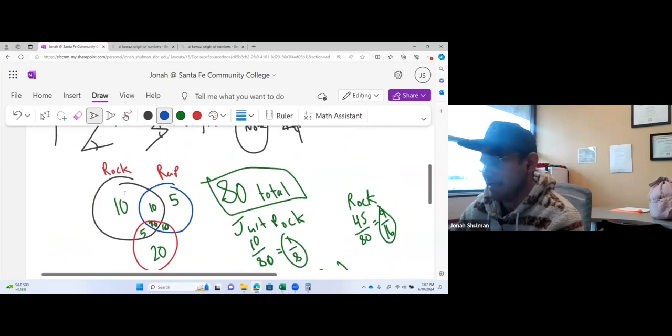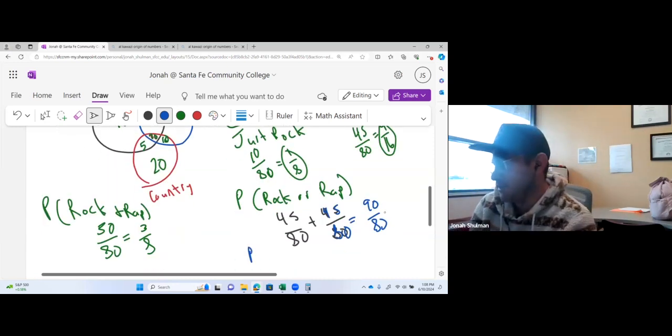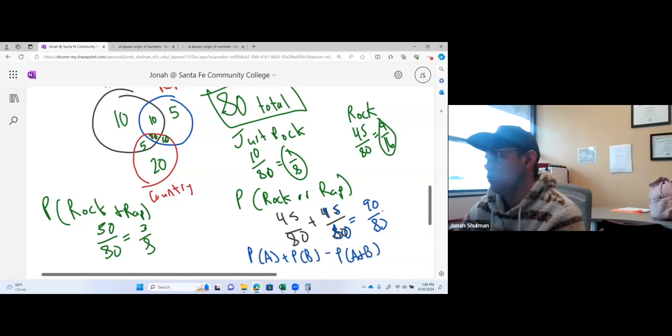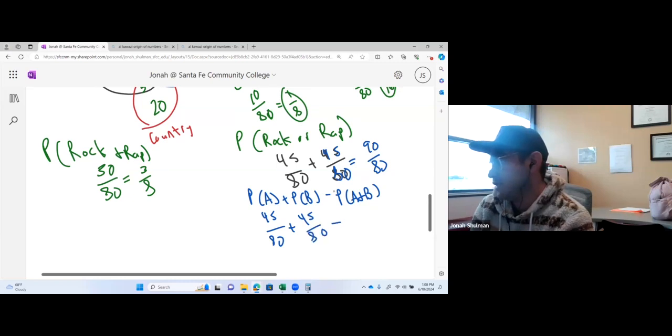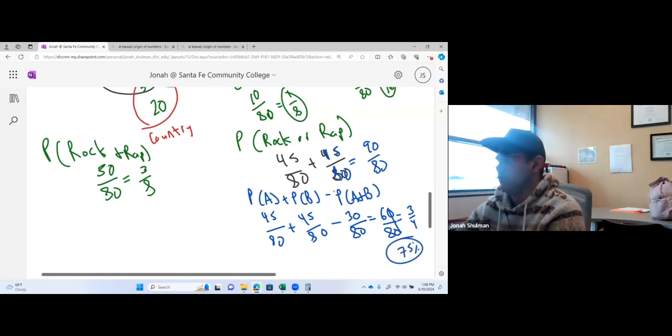So that's why it's P of A or B equals P of A plus P of B minus P of A and B. So we have to subtract this 30 people. So it's 45 plus 45 minus 30. I would do it another way, but this is how we did it. So it's 60 out of 80, 6/8, which is really 3/4. So this is 75% of what we have.